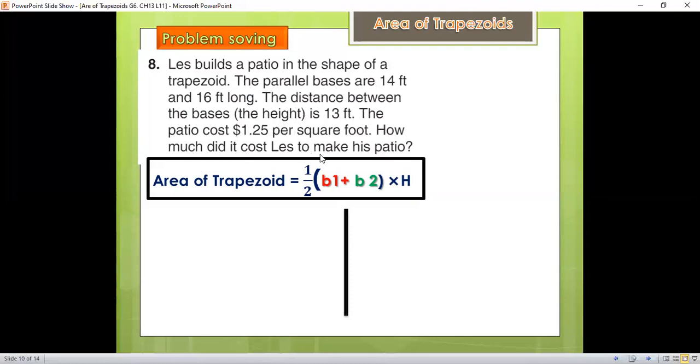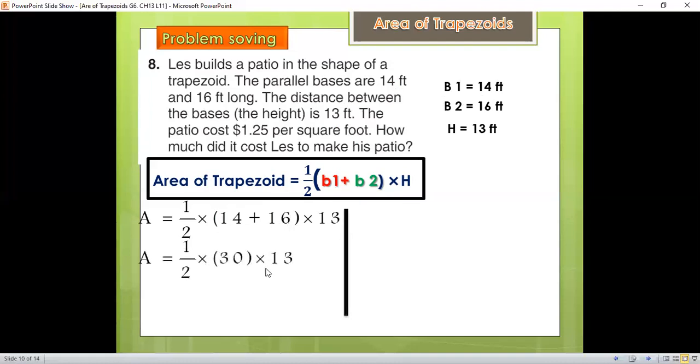Let's make his video. Look, we have how many lengths? We have the first base, 14 feet, and the second base, the longest base, 16, and the height is 13. By these values we can apply the formula. Then we multiply 14 plus 16 in brackets by 13. 14 plus 16 is 30. Then half multiply 30 multiply 13.